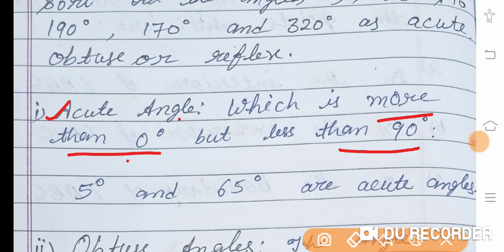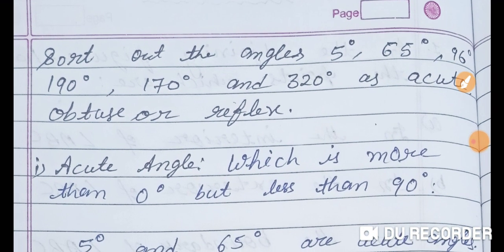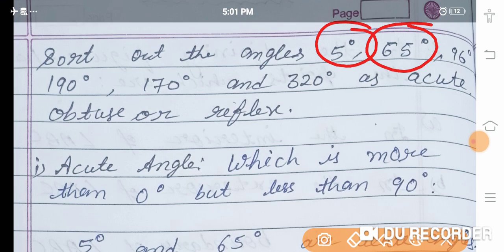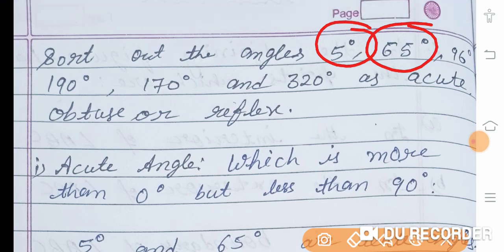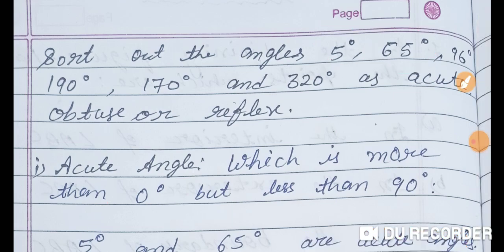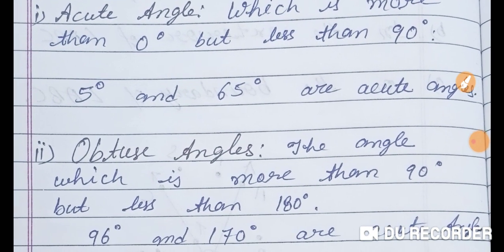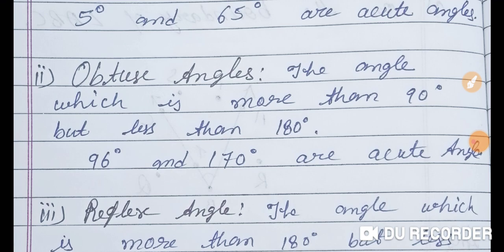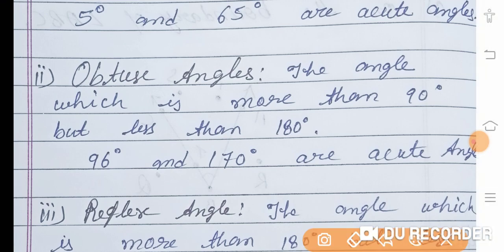So for the acute angle, if you want to find out, it must be in between 0 and 90 degrees. So please see this one, 5 degree and 65 degree, which are more than 0 degree and less than 90 degree. So two angles are present here, 5 degree and 65 degree. Okay my dear. Now second one, obtuse angle: the angle which is more than 90 degree and less than 180 degree is said to be the obtuse angle.